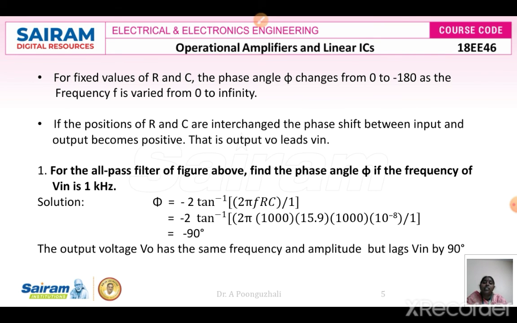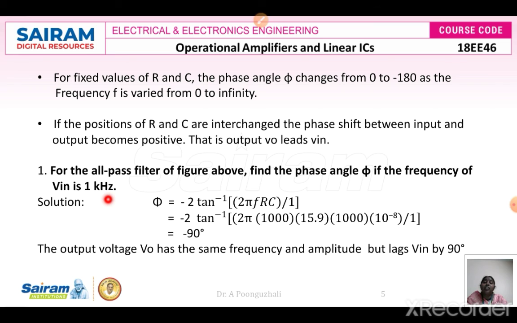Suppose I use fixed values of R and C, the phase angle phi is going to change from 0 to minus 180 degrees as the frequency is varied from 0 to infinity. But if the positions of R and C are interchanged, then the phase shift between the input and the output is going to be positive. That means the output leads the input. So in the first case the output lags, in the second case the output leads if R and C are interchanged.